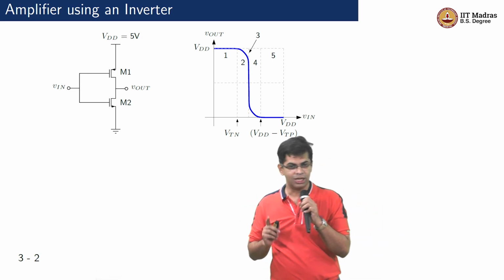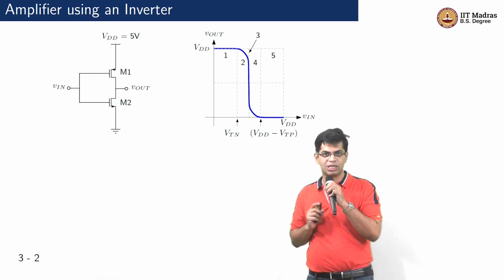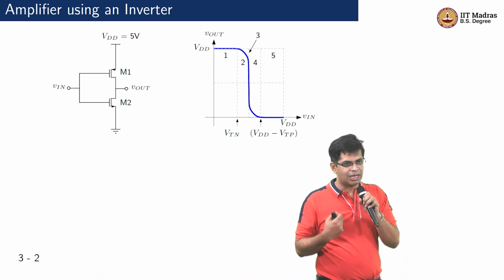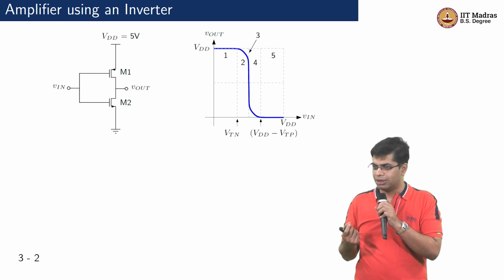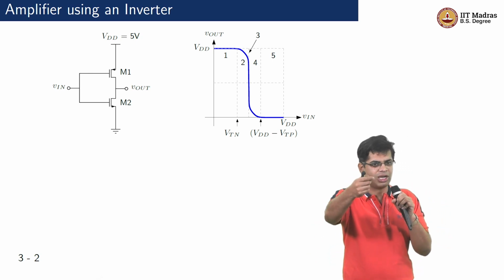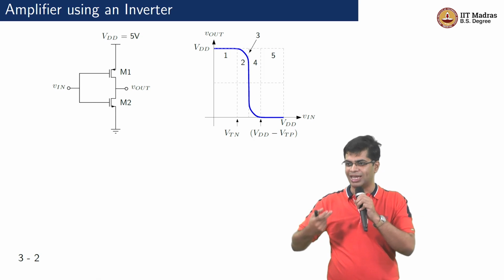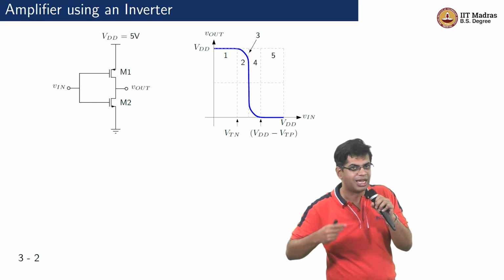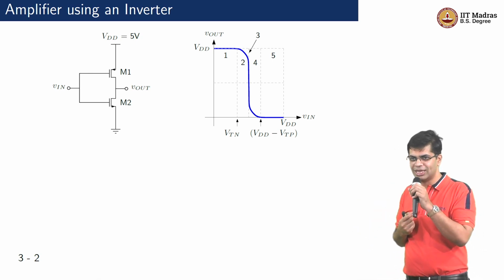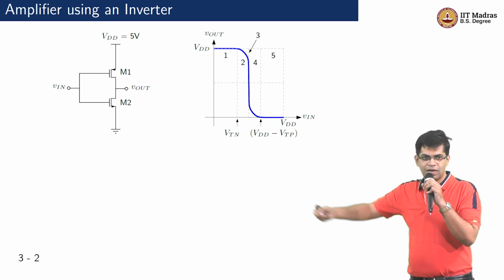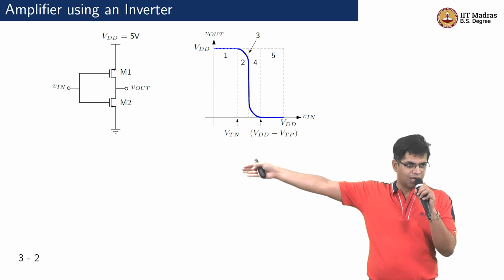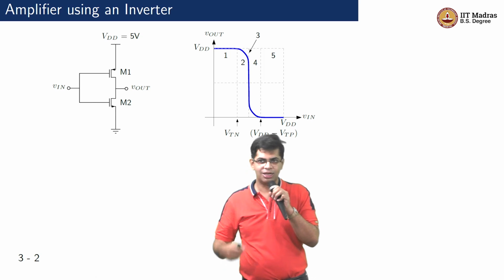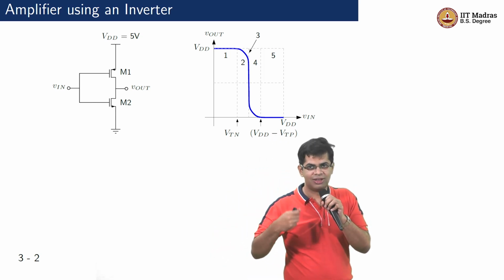But interestingly, you can use this as an analog circuit as well. Analog circuit means as an analog amplifier. Amplifier means you want to have gain. That means the derivative of the output with respect to the input should be very high. If you look at this curve, which region do you think has the highest derivative of dVout by dVin? That vertical steep edge. So if you can bias your amplifier there, you will see that the gain is the highest.